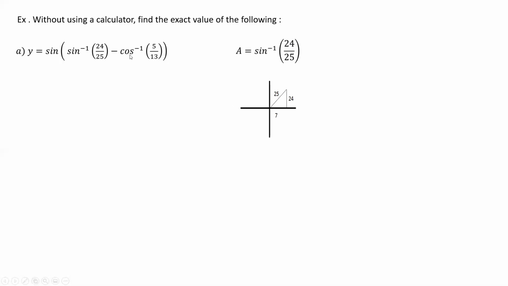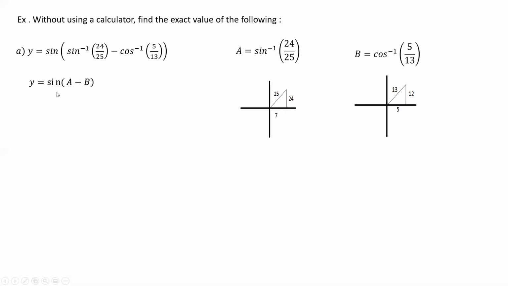The angle whose cosine is 5 over 13. It's got to be a different angle than A because we don't see any 5s or 13s in this picture. So we'll call that angle B. B is going to be the angle whose cosine is 5 over 13. If B has a cosine of 5 over 13, we know the x, we know the r, we can find y using Pythagoras. What does that do for us? Instead of writing the angle whose sine is 24 over 25, we can replace that with A. Instead of writing the angle whose cosine is 5 over 13, we can replace that with B.